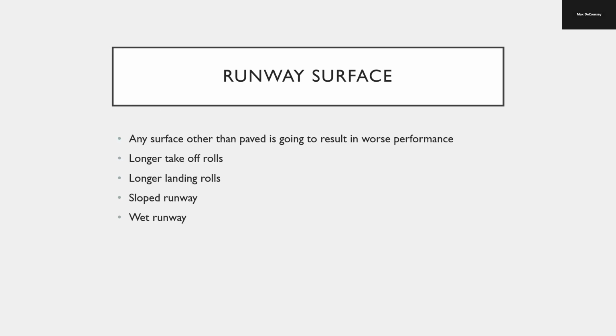A wet runway is going to increase your takeoff and increase your landing. The reason for it increasing your takeoff is now you have water on the runway. You have to fight through that water, slug through that water to take off, right? Imagine trying to run in 1 foot of water. It's not easy. For landing, it decreases the airplane's braking effectiveness.